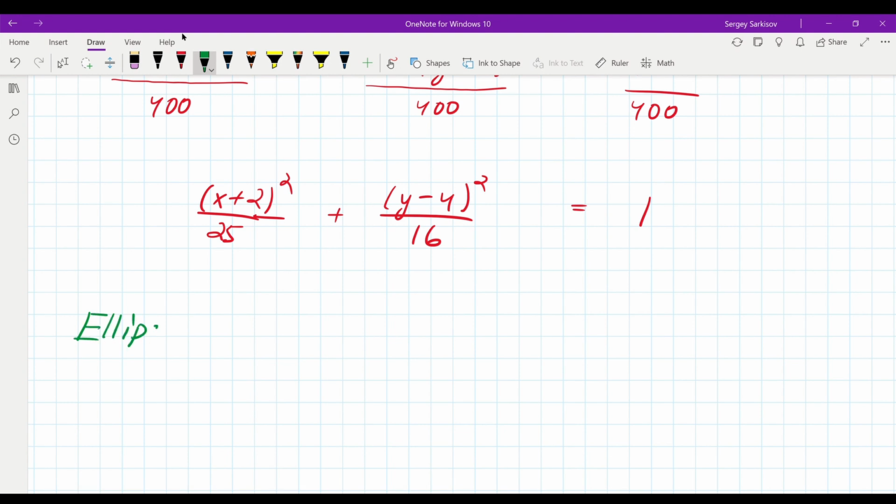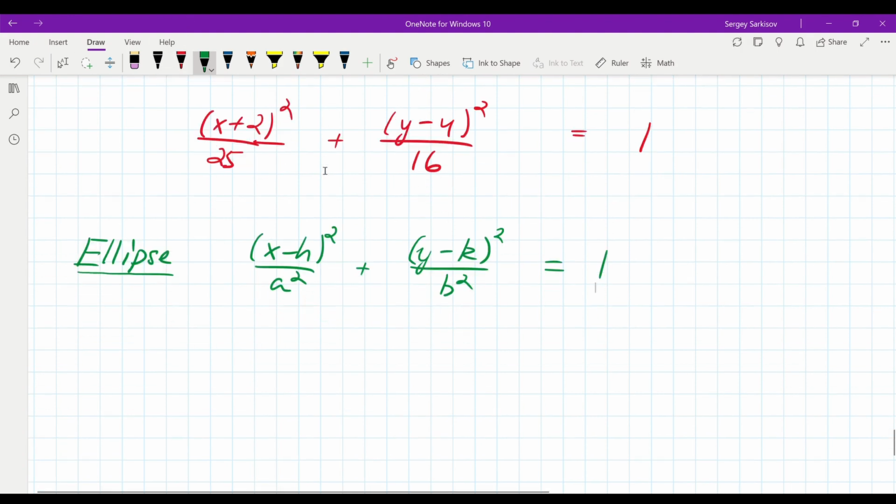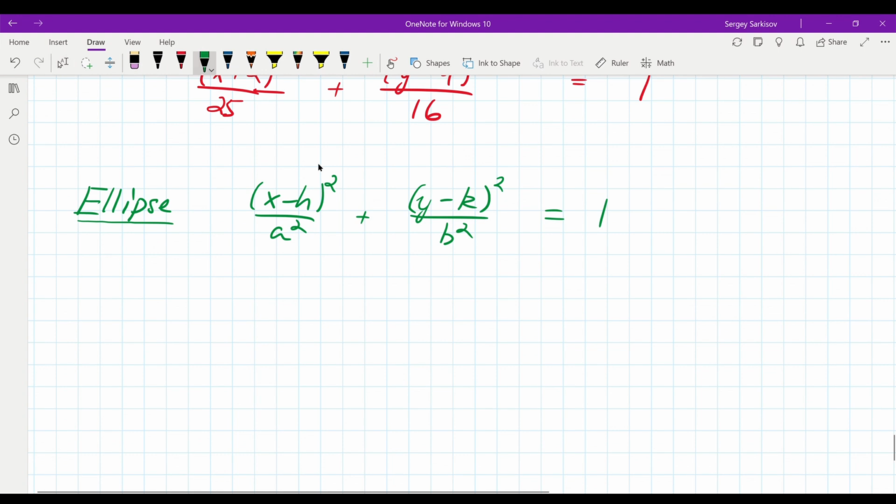An ellipse looks like this. X minus h squared over a squared, plus y minus k squared over b squared, equals 1. The a will be horizontal and b will be the vertical, basically. Also, there's something called c. C squared is equal to the positive difference between a squared and b squared. And the center is h comma k.